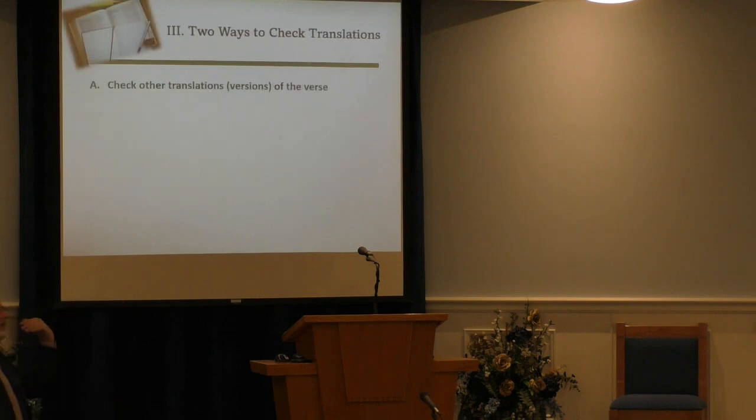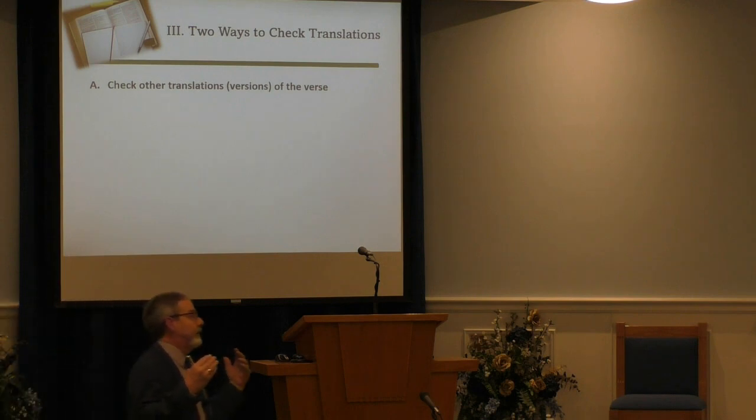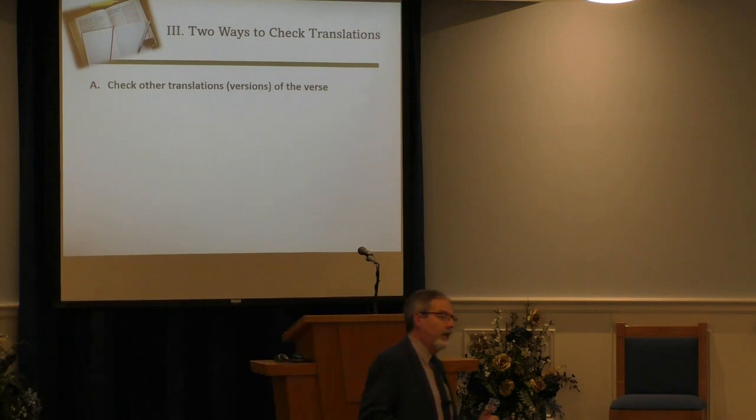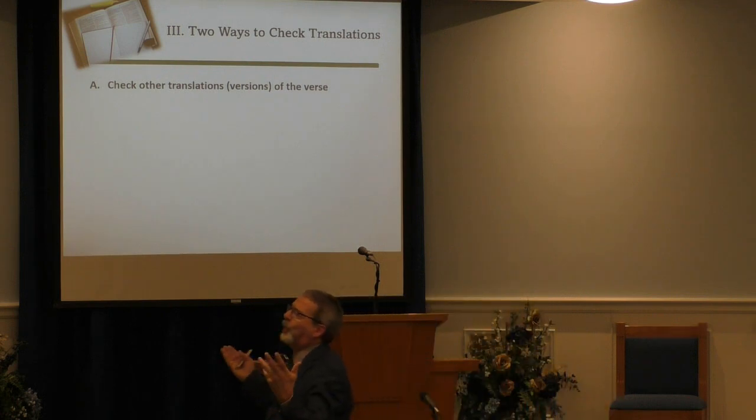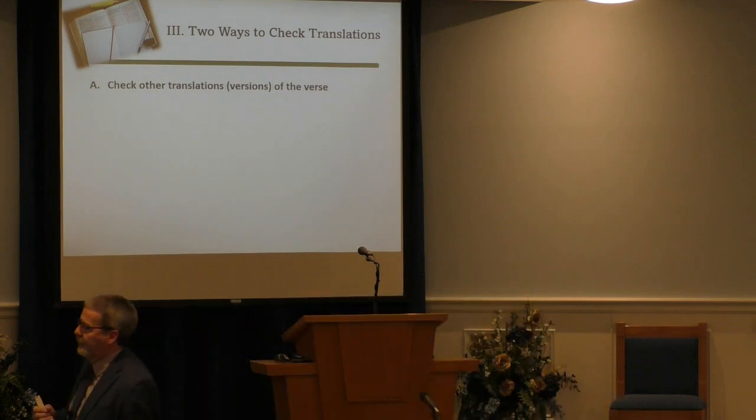One of these is going to be real easy for you to do, and the other is going to be a little bit more of a challenge. One of the ways we do that is check other translations of that verse. In other words, let me give an example. We're looking at James chapter 1, verse 21, the engrafted word. So we want to know what that means.